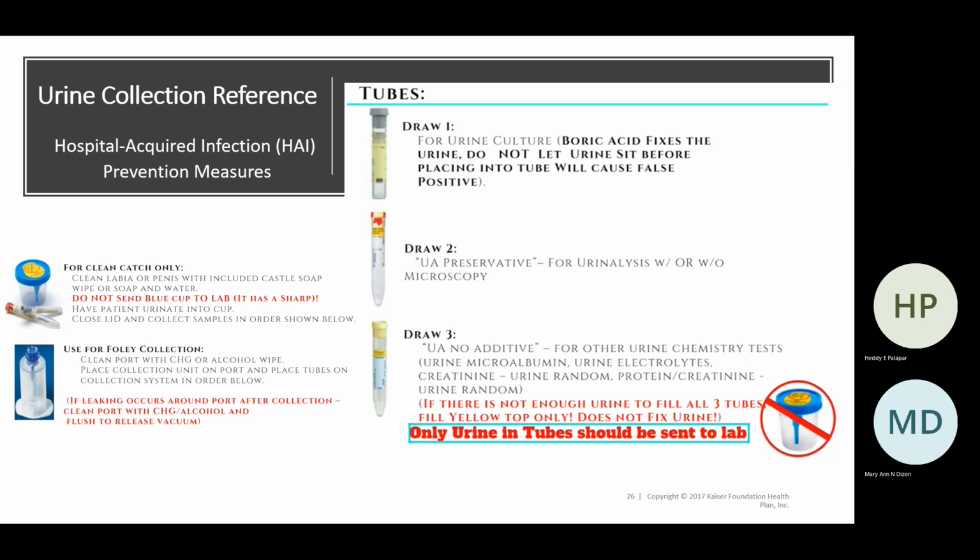Reflex urine cultures are not recommended. Cultures shall be ordered based on clinical signs and symptoms of UTI. Patients with indwelling catheters should have at least one of the following clinical signs and symptoms to warrant an order for urine culture: fever greater than 38 degrees Celsius, suprapubic tenderness, pelvic pain, or tenderness.